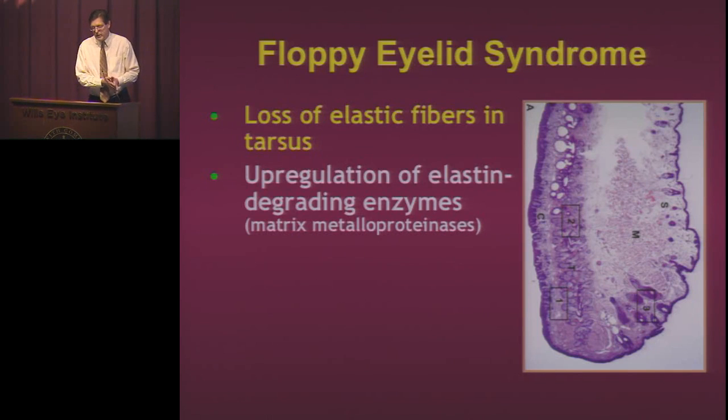Floppy lid syndrome is one of the unusual syndromes where the upper lid becomes loose. Usually the lower lid is very loose, as we know from ectropion and entropion and all the different things. But the upper lid usually doesn't get loose like that. And in this case, it's actually because you've lost the elastin fibers in the tarsus. There's actually a pathologic thing that could be seen. It's not just a stretching of tendons.